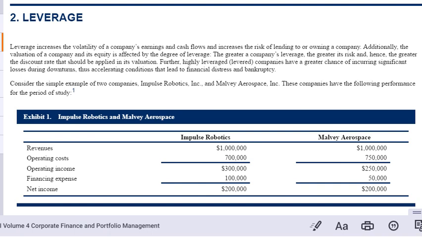I'm just going to take a screenshot of the ebook and show it very quickly, not go through all the calculations, but the example is quite easy to understand from the text. So when we're looking at leverage, they're considering the example of two companies: Impulse Robotics and Malvy Aerospace. They give the contribution margin statement: revenues, operating costs, operating income, financing expense, net income. You can see that we have the same revenues and the same net income. Revenues are $1 million, net income $200,000.